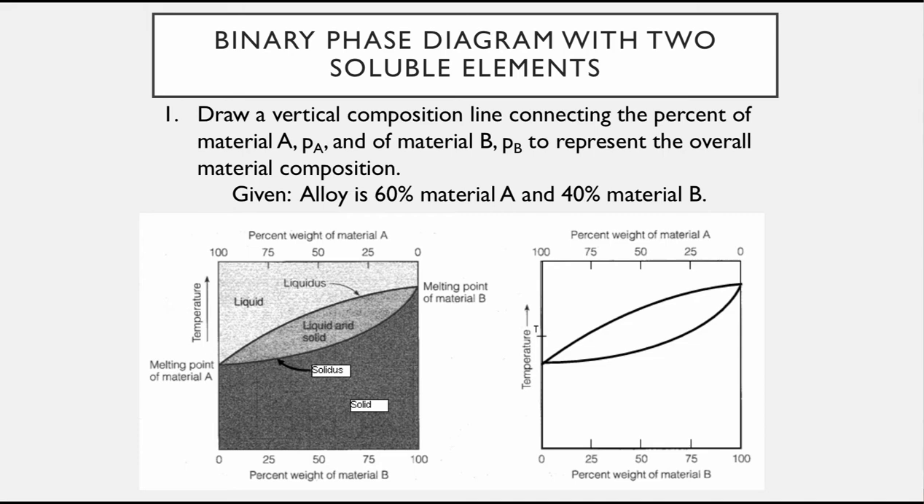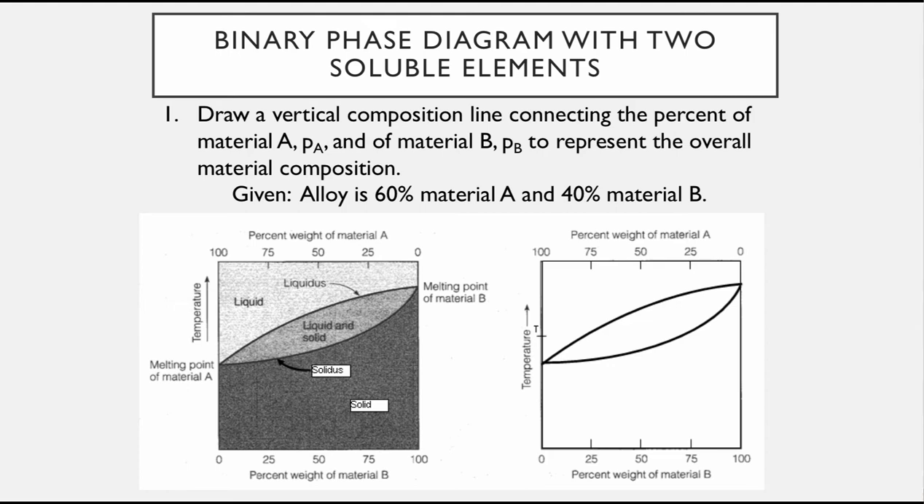If we have a binary system where we're just mixing two materials together, if we have 50% material A in the mix, we must have 50% material B. If I have 75% material A, I must have 25% material B. And so you'll see on the top, our percentages go from right to left, and so on the bottom, they must go from left to right so that the percentages correspond with each other.